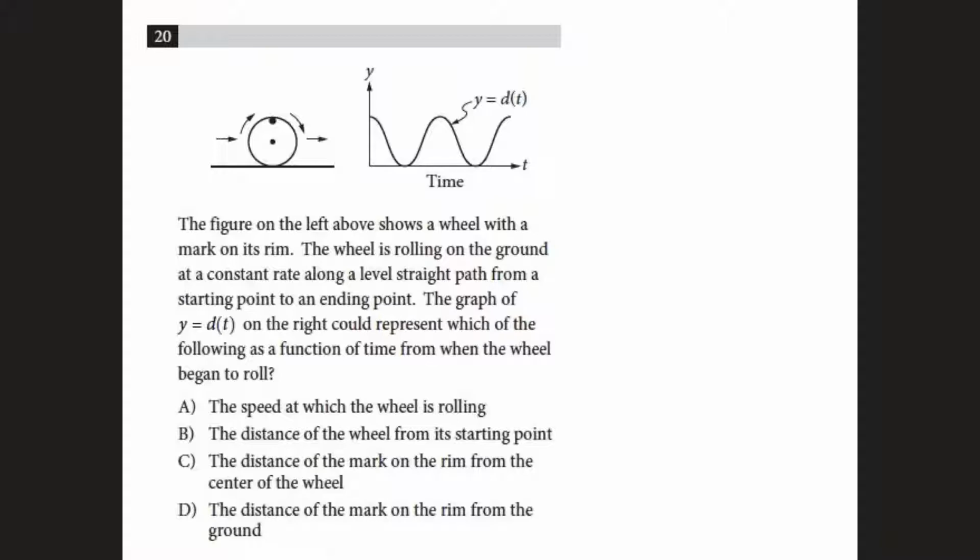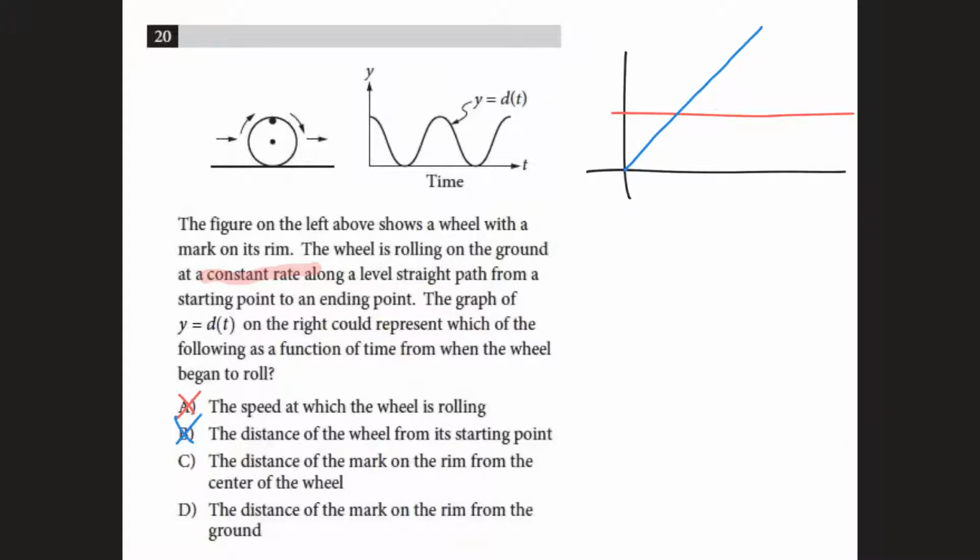Well, if the wheel is rolling at a constant rate, the graph of a constant rate is just going to be a constant. So A is not our solution. B, the distance of the wheel from its starting point. Well, it's getting further and further away at a constant rate, starting right next to it. It would be a linear graph. So B is not our answer.